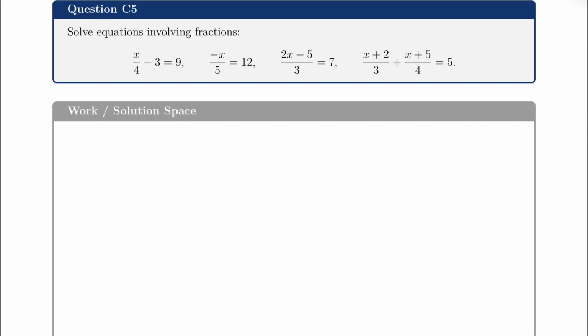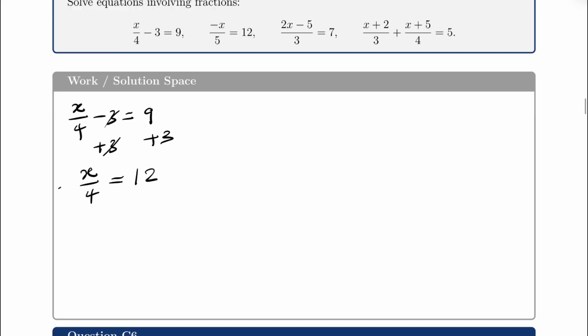These are exciting equations involving fractions. The first problem says x divided by 4 minus 3 is 9. Let us go ahead and add 3 both sides so that we remove 3 that is on the left. So 3 and 3 cancels, that is a 0. We'll remain with x divided by 4. 9 plus 3 is 12.